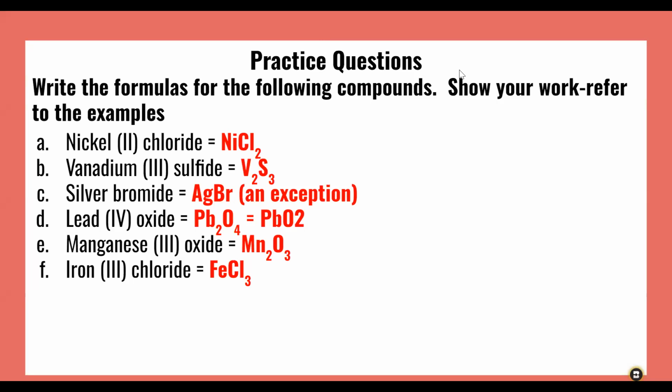Hopefully you got this right. Hopefully you'll be able to recognize that silver bromide is an exception. Silver is a transition metal, but there's no Roman numeral here. Why? It forms only one kind of cation. And another exception here is lead(IV). Lead is a representative element, but it forms 2 types of cations. It behaves like a transition metal. Then I hope you take note of that.